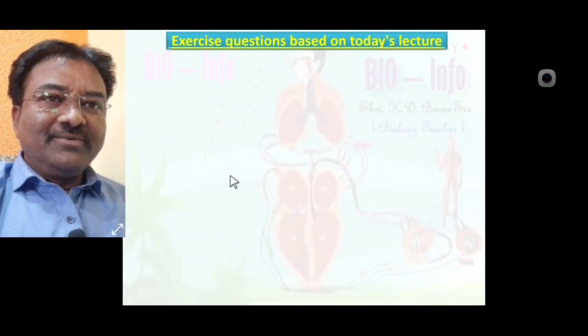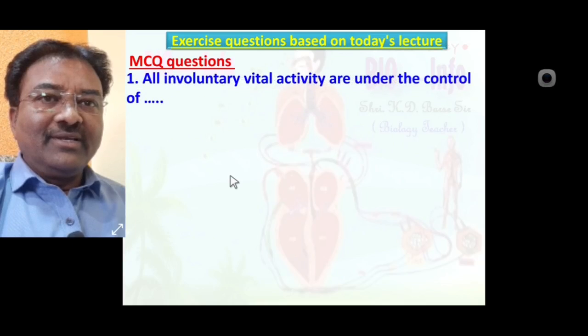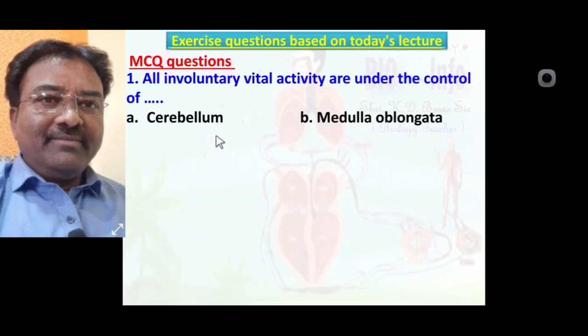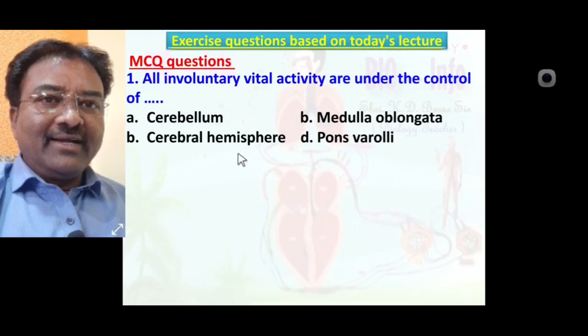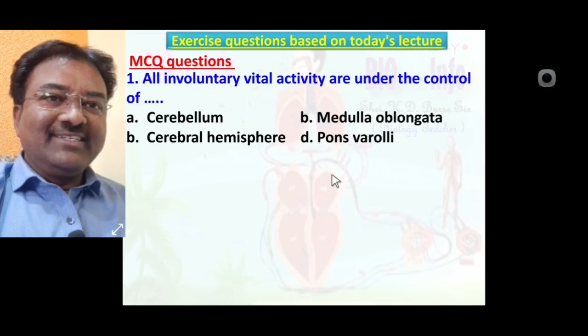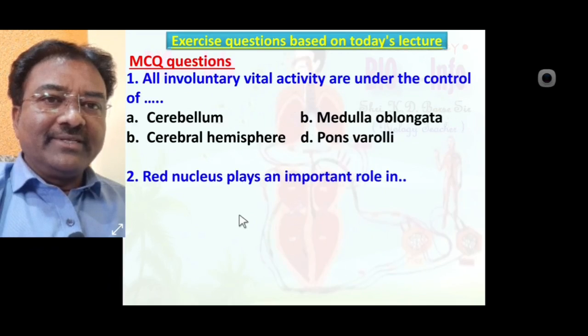On the basis of today's lecture, some exercise questions are noted here, MCQ questions. All involuntary vital activities are under the control of: cerebellum, medulla oblongata, cerebral hemisphere, pons varolii. Yes, the correct answer is B, medulla oblongata.